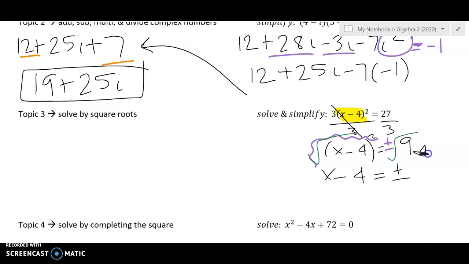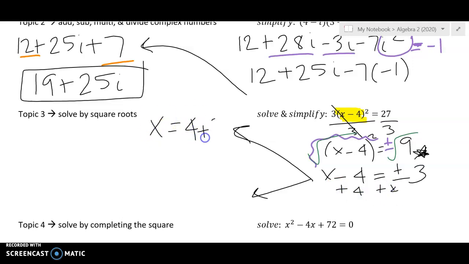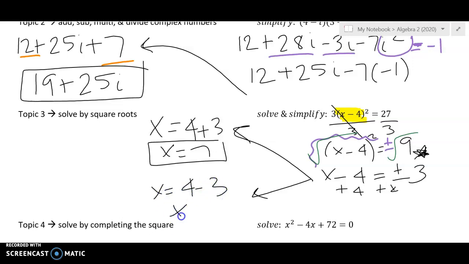This is a perfect square, so I'm going to put a star by it. The square root of 9 is just 3. So I'm going to branch this over here for a second. I just have numbers, okay? I'm going to add 4 to both sides, and I'm going to have x equals 4 plus 3, which is 7. And then I'm going to have x equals 4 minus 3, which is 1. Those are my two answers, and they worked out really nicely because they're just numbers. There are no i's, there are no roots.